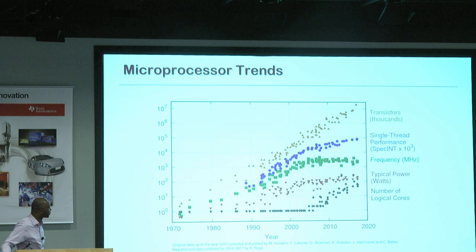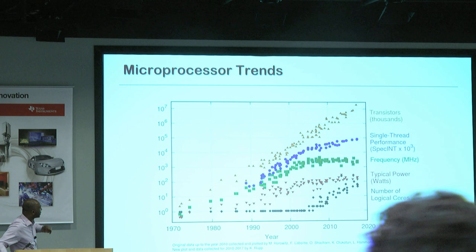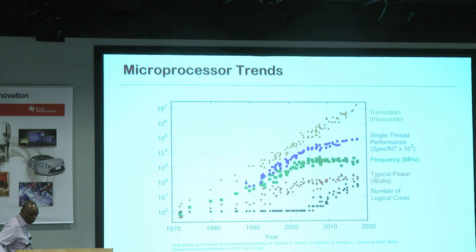So this is a chart that shows the evolution of microprocessor performance and number of transistors over time. And as you see, the golden triangles at the top represent transistors, and they increase at the rate of Moore's law. And what we saw is that if you look at the power represented by the red triangles, this hit a wall in the early 2000s, right?